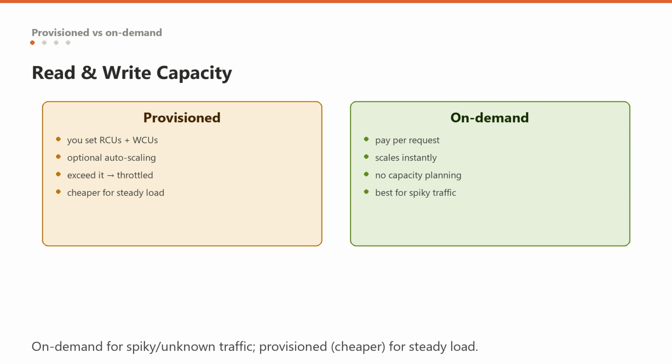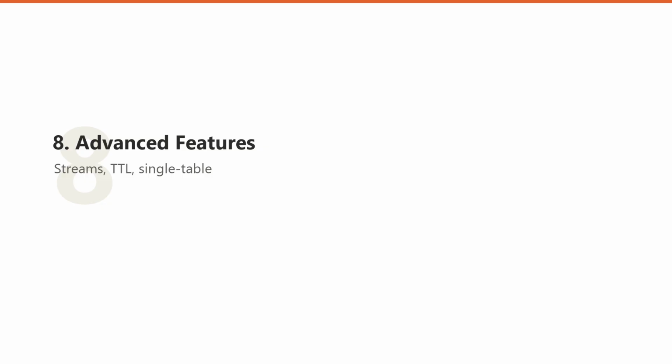In on-demand mode, you don't plan capacity at all, you simply pay per request, and it scales instantly to whatever your traffic demands. The rule of thumb: use on-demand for spiky or unpredictable traffic, and provisioned, which is cheaper, for steady, predictable workloads. Concept 8. A few advanced features worth knowing.